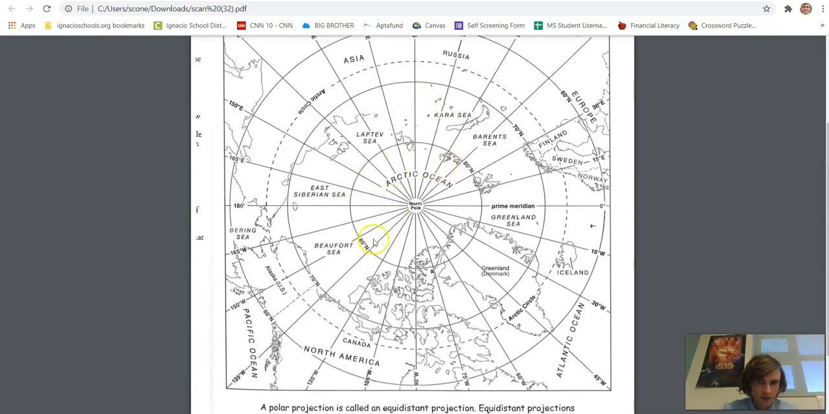You'll notice the Arctic Ocean is around the North Pole at the center. Like I've said before, there is no actual land where the North Pole is. It is just frozen ocean. If you were to go to the North Pole and stand there, you would be on a giant iceberg.